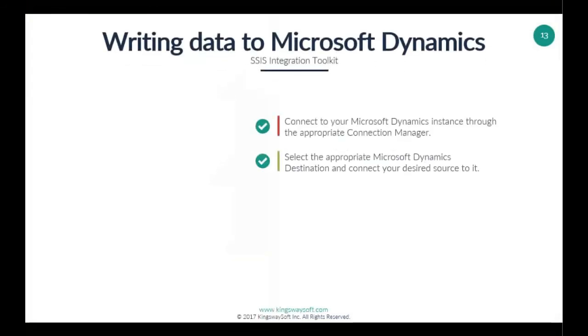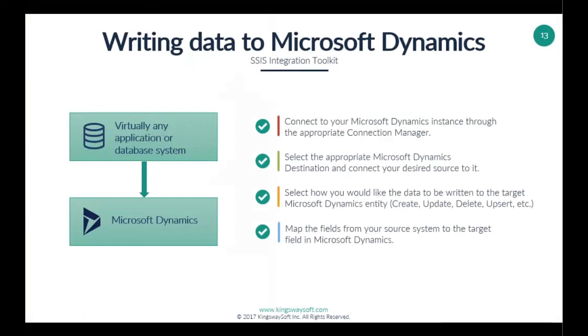And then if I want to write that data into Dynamics, I'd do a similar thing. I would connect to the Dynamics that I want to write to, and I'd select the appropriate destination I want to use. And then I would specify how I wanted to write that data in. So I can write to the entity, and then I can do create, update, delete, or upsert for all of our Dynamics destinations, as well as CRM is going to have a few more, which you'll see in a second.